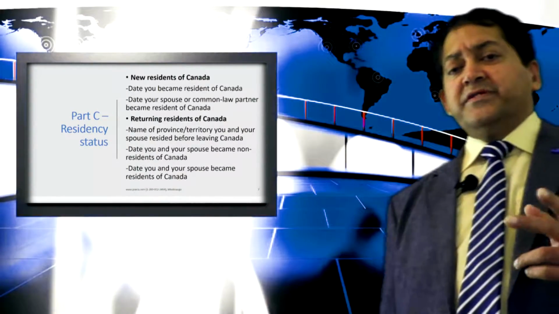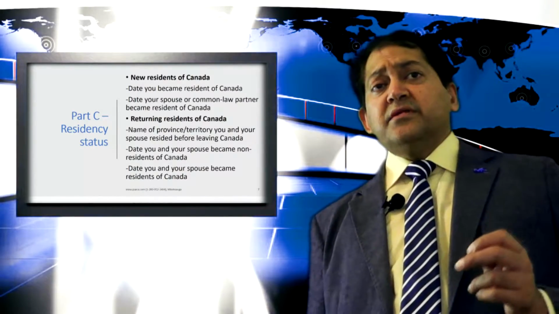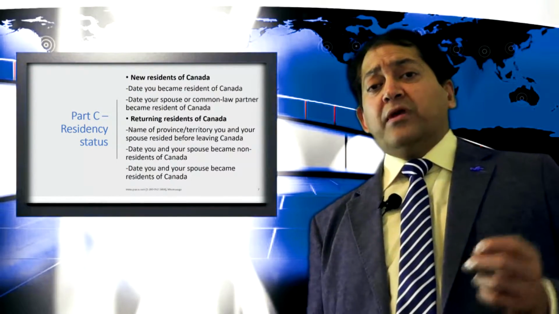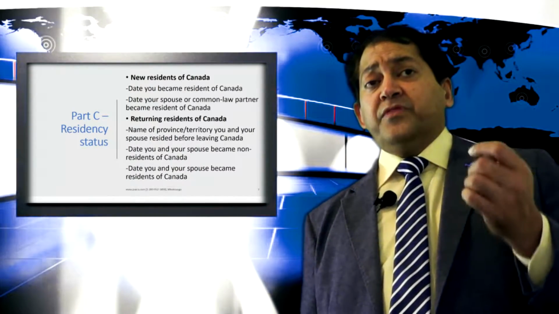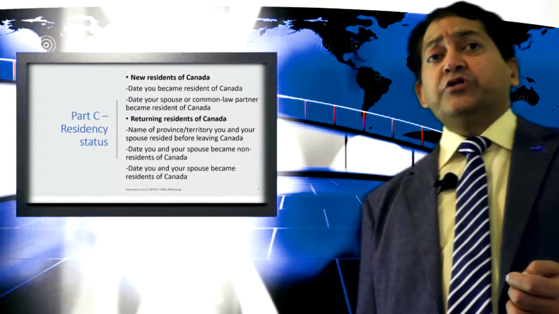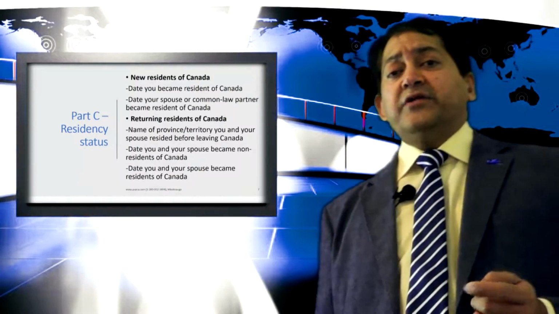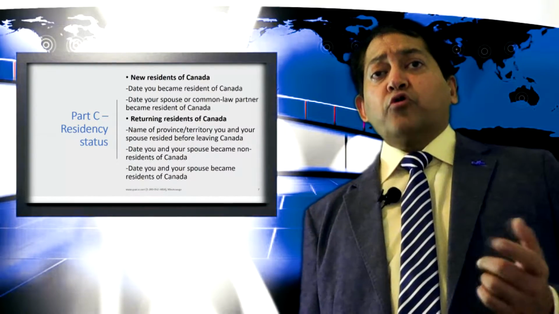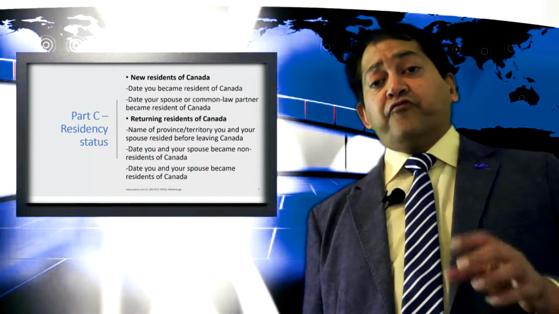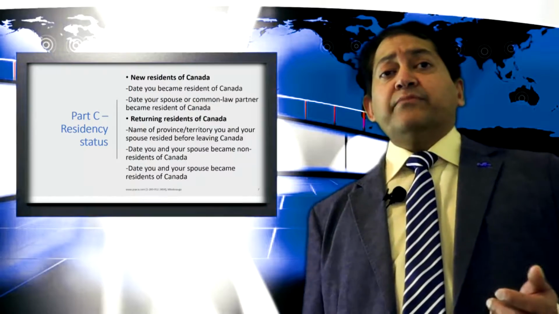Now there could be 2 categories in this context. One is the new residents of Canada, the people who are landing in Canada for the first time. What type of information do they have to provide? First, the date you became a resident of Canada, and usually it is the date when you land in Canada. Then the date your spouse or common law partner became a resident of Canada. Of course, if you are traveling together, it will be the same date.